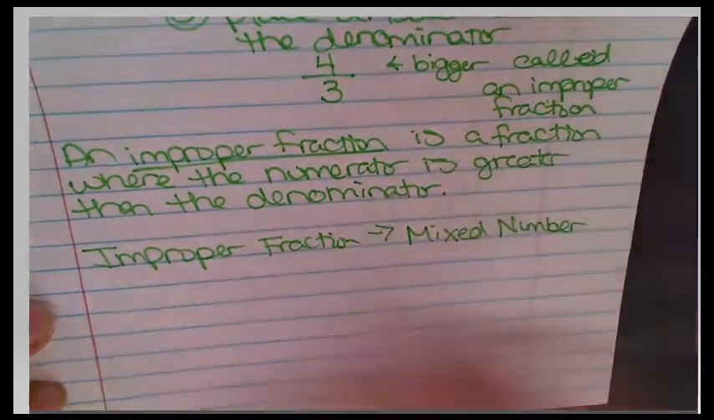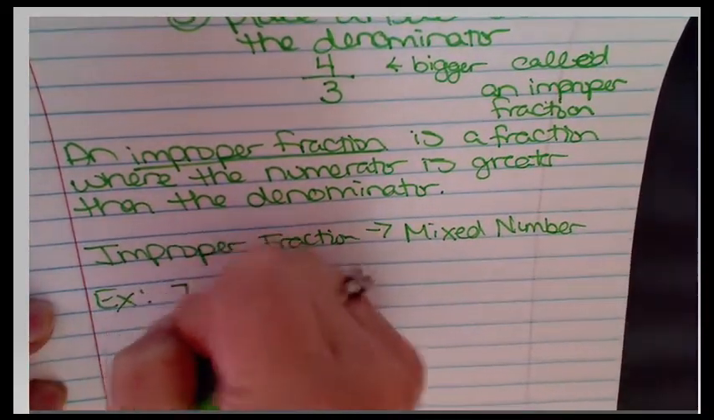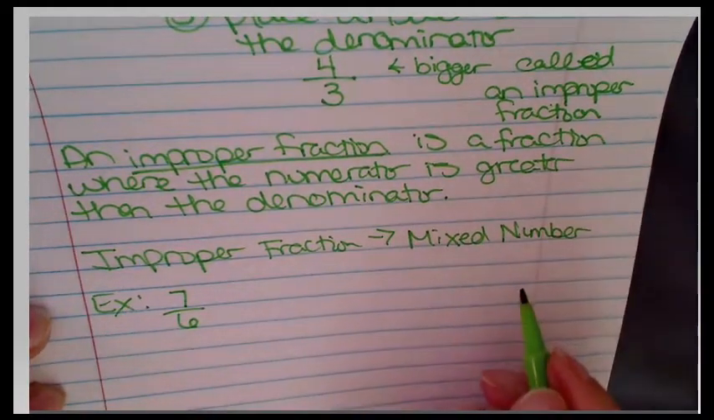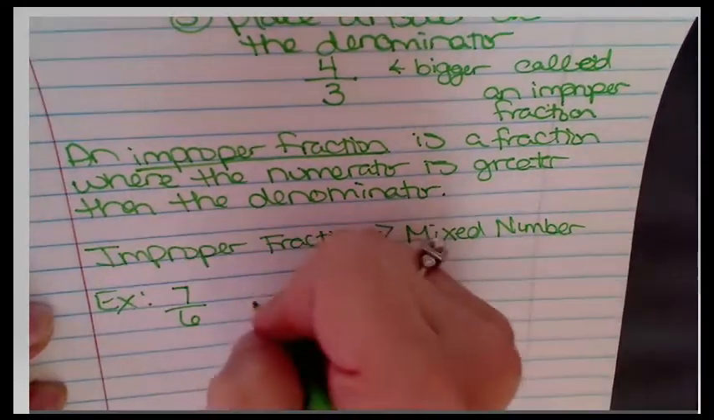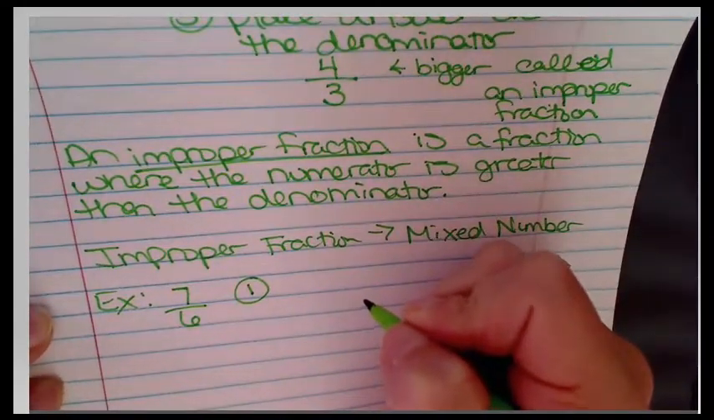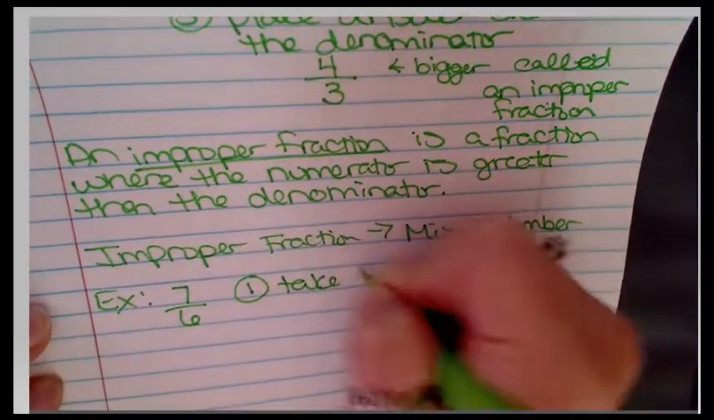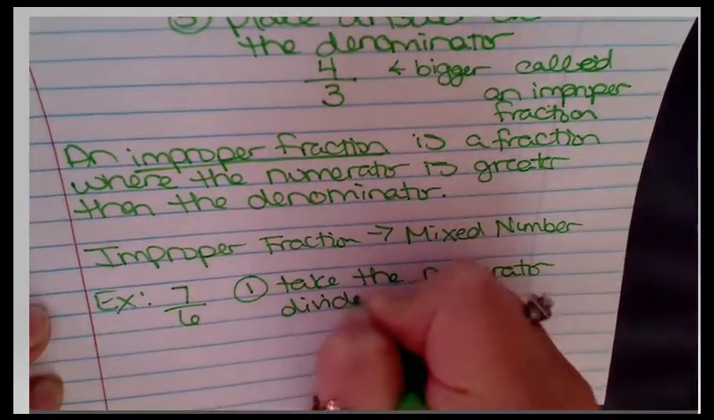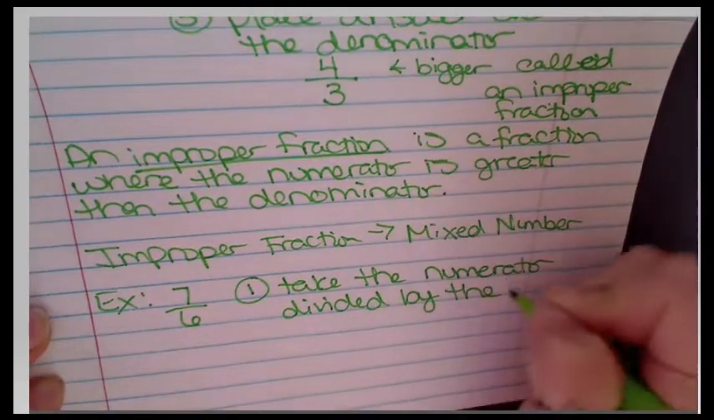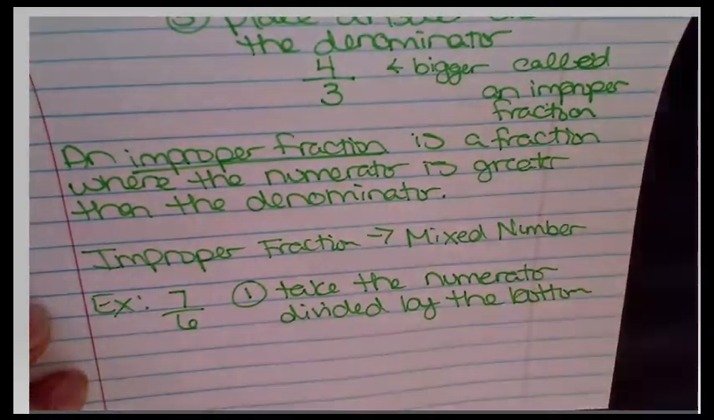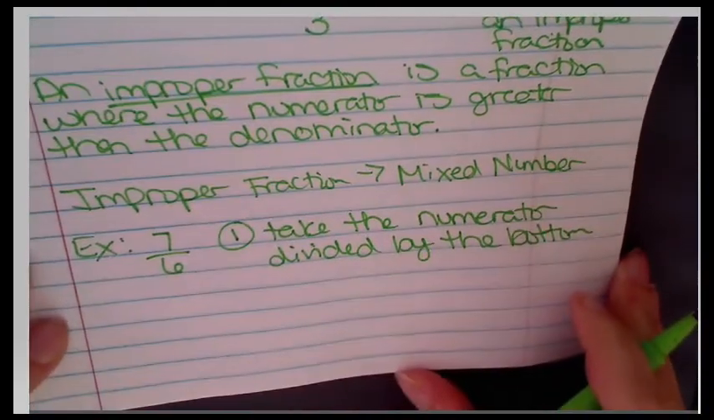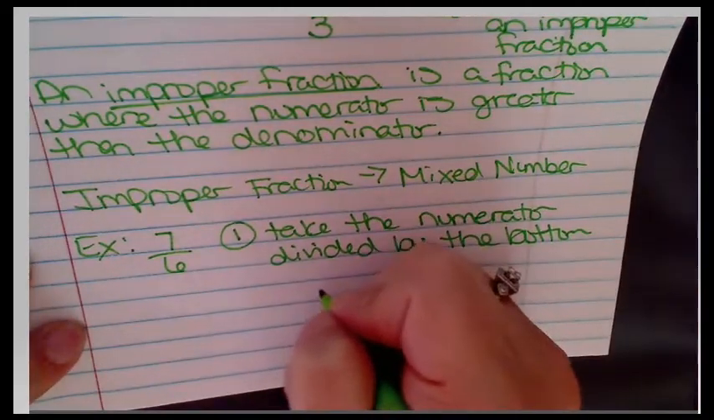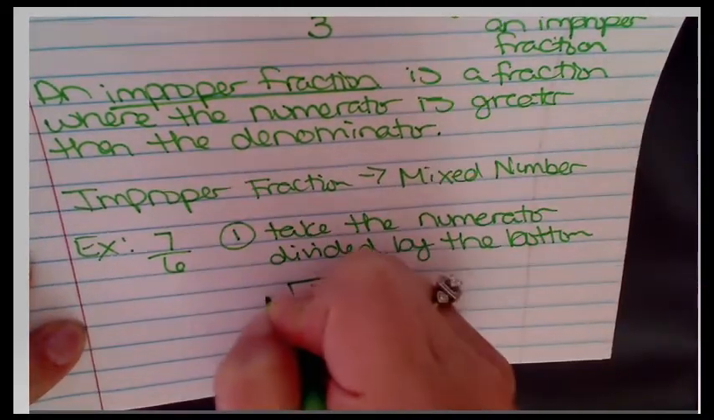Okay, here's an example. We have 7 over 6. 7 is bigger than 6, so we know that this is an improper fraction. Now we have to get it to a mixed number. So your step 1 is to take the numerator, take the top number, divided by the bottom. Okay, long division, like old school, grade school division, is going to be the easiest way to show you how this works. So we're taking our numerator and we're going to divide it by our denominator.